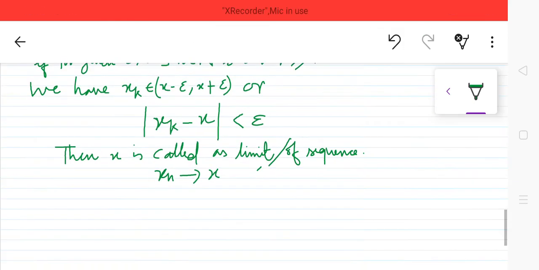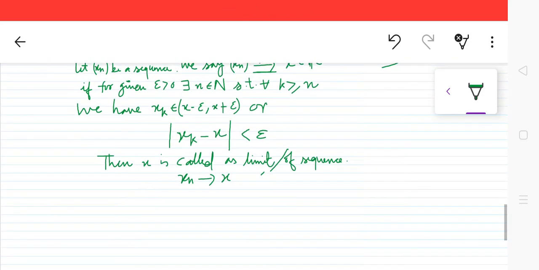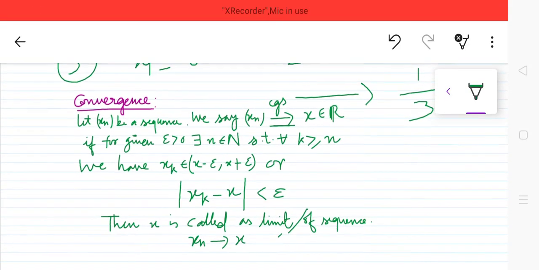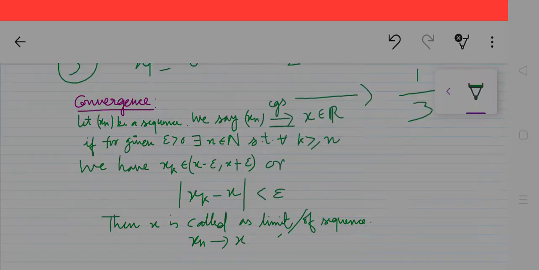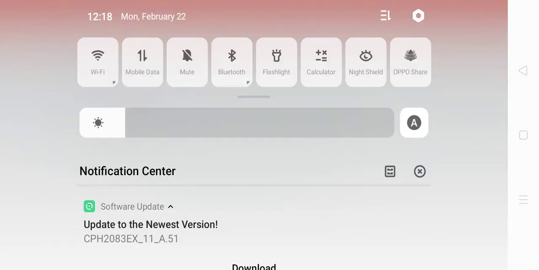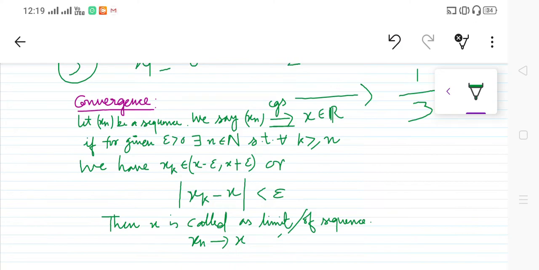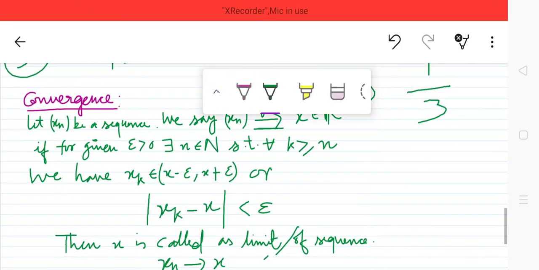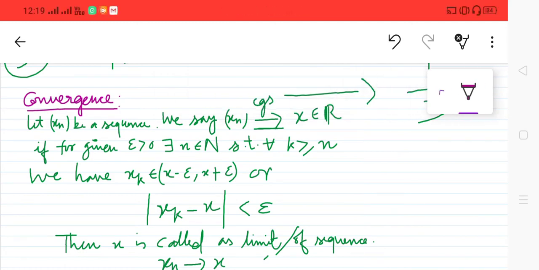Okay, so the convergence definition is that one. We try to understand this definition of convergence. Let's discuss this.